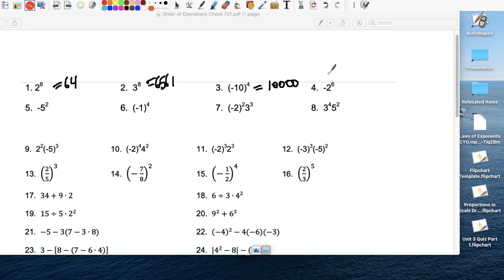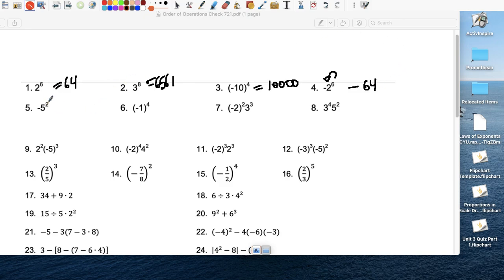Now this is completely different than number 1. This 6, the exponent 6, has no say on that negative. So leave that negative sign over there, and then take care of 2 to the 6th power, which we already know is 64. So your answer ends up being negative 64.